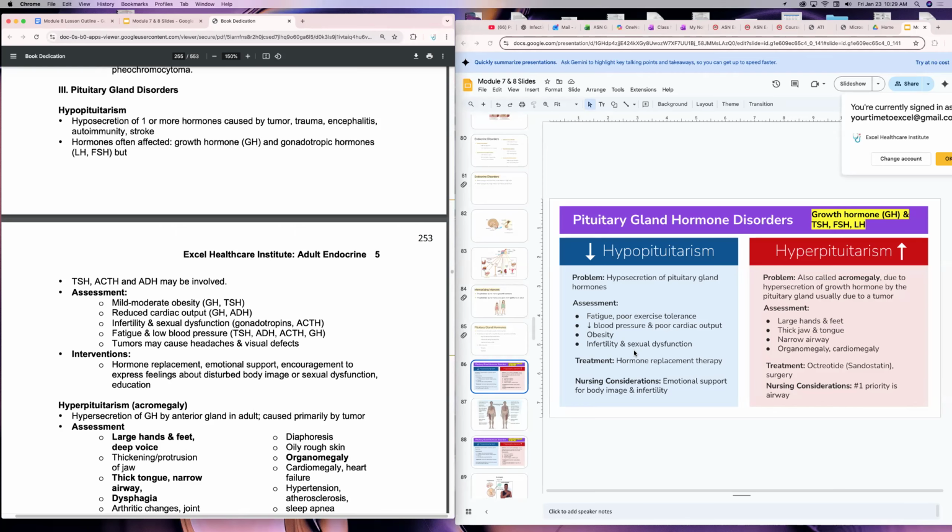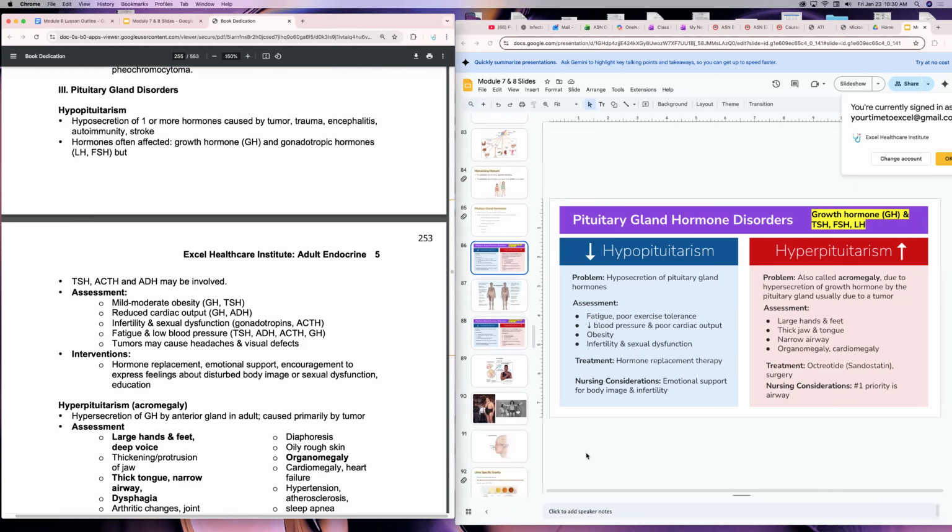Hyperpituitarism, this is called acromegaly. So they have hypersecretion of growth hormone. So they grow to be extremely large. Okay, so they have large hands and feet, thick jaw and tongue, a narrow airway, and organomegaly, which means their organs also grow very large, including their heart, which can lead to cardiomegaly and heart failure.